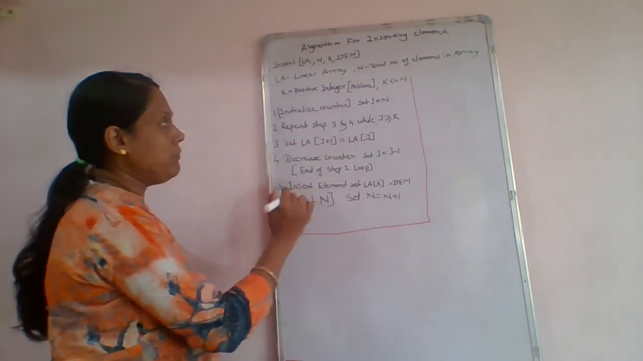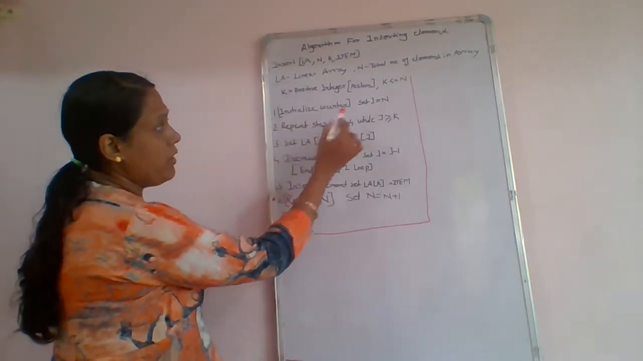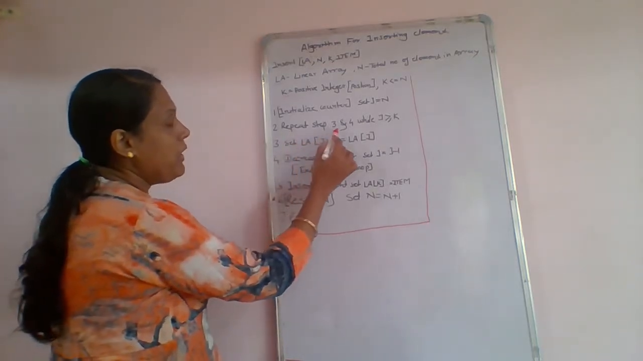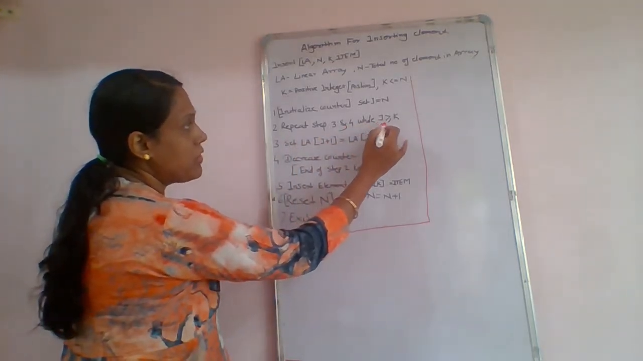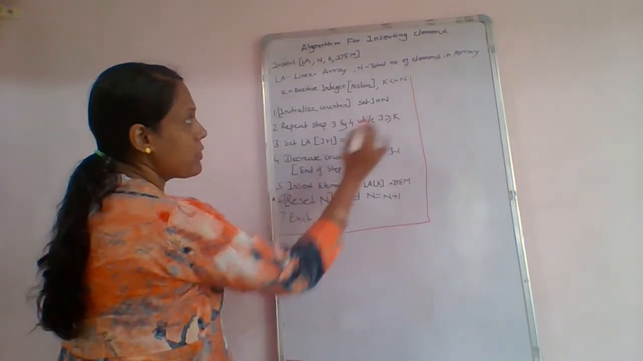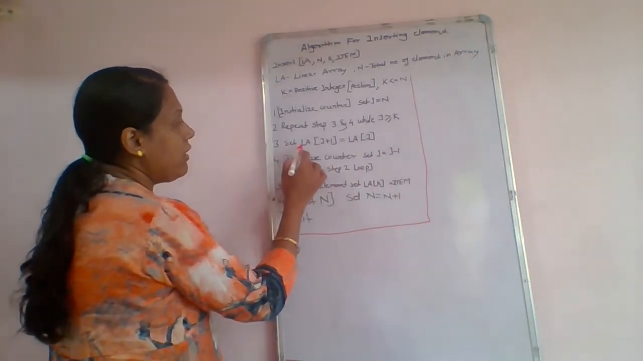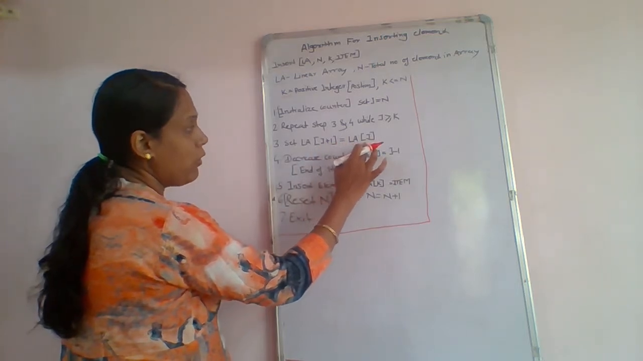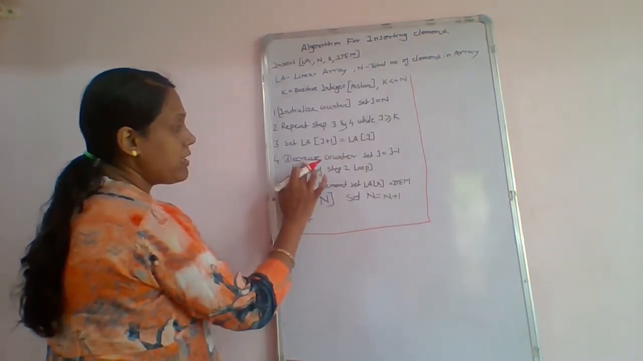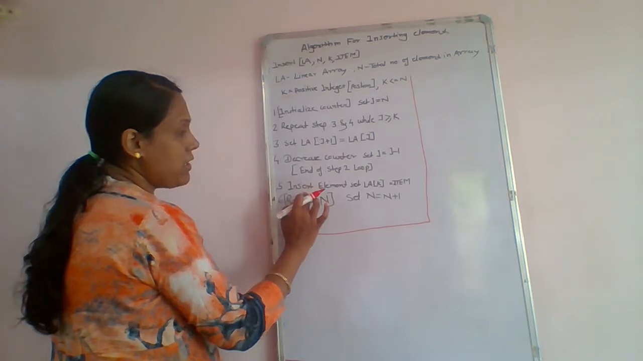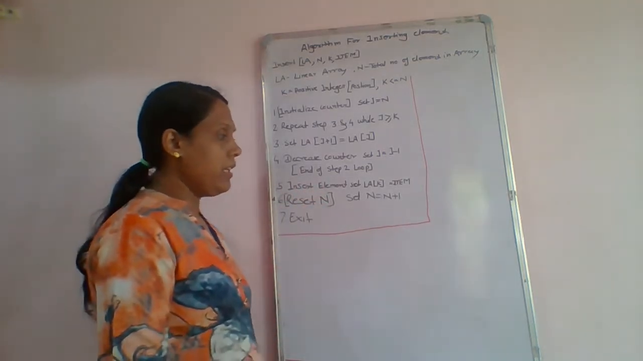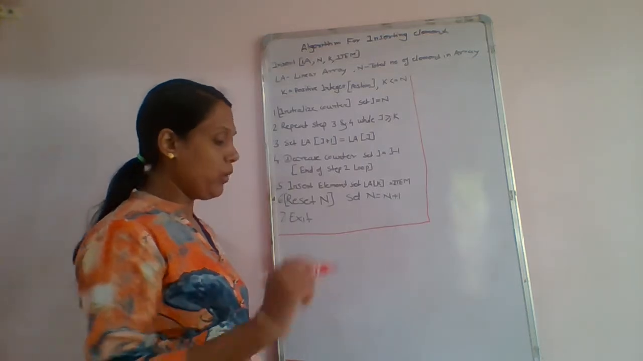Then see the algorithm. Initialize the counter, set J equals to N. Then repeat steps 3 and 4 while J is greater than or equal to K. Set LA of J plus 1 equals to LA of J. Then decrease the counter. Then insert the element and reset N, that is the size of the array. Now what is the logic?